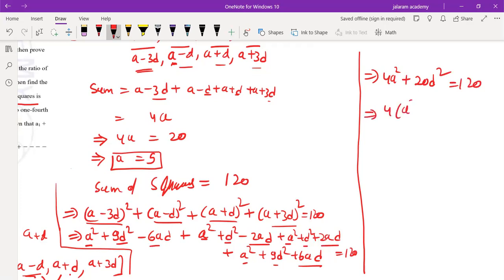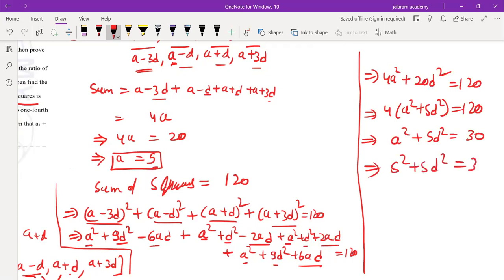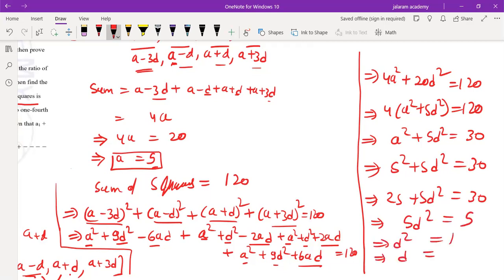If we take 4 common, A square plus 5D square equals 120 divided by 4. A square plus 5D square equals 120 by 4, 30. Use the value of A as 5. 5 square plus 5D square equals 30. 25 plus 5D square equals 30. 5D square equals 5. D square equals 1. And D equals plus minus 1.